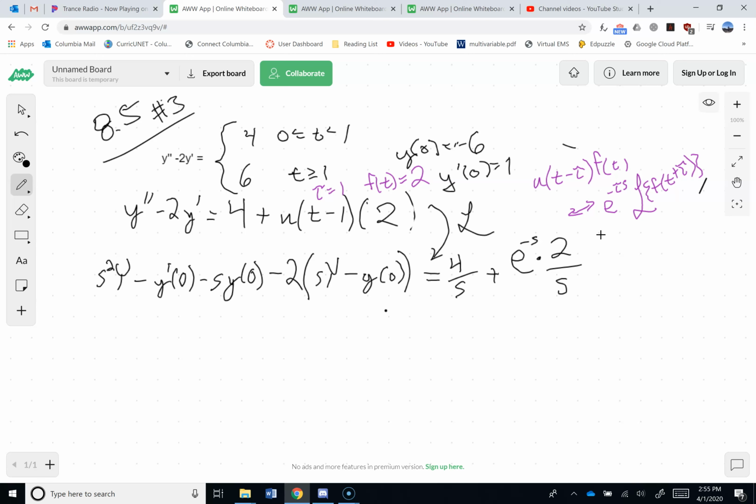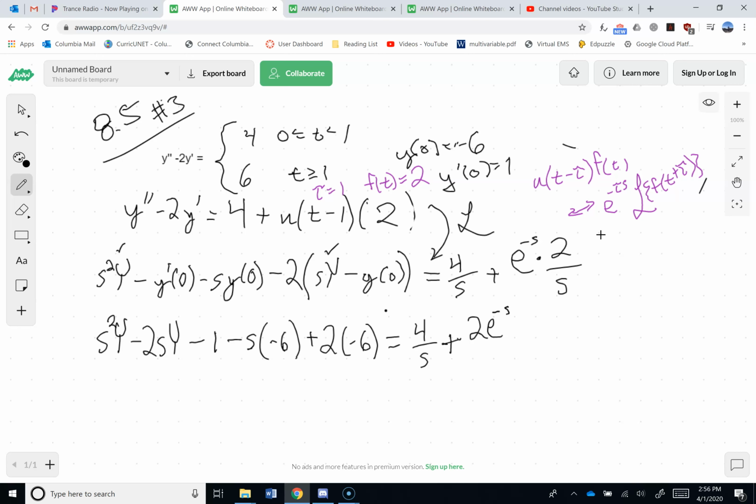Okay, now I need to plug in all my initial conditions and collect some like terms. So I think I have s squared capital Y minus 2s capital Y, accounting for this term and that term. And then I have a minus y prime at 0, which is 1, and minus s times y at 0, which is minus 6, and plus 2 times y at 0, again minus 6. And this is equal to 4 over s plus 2e to the minus s over s.